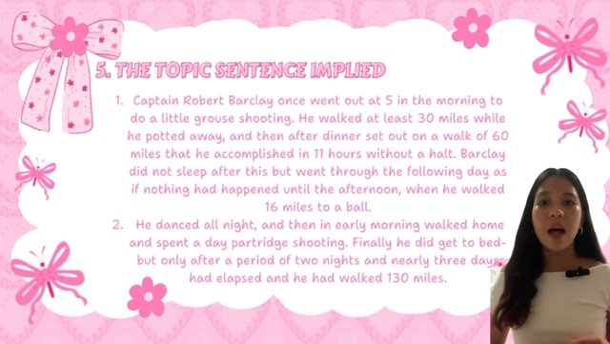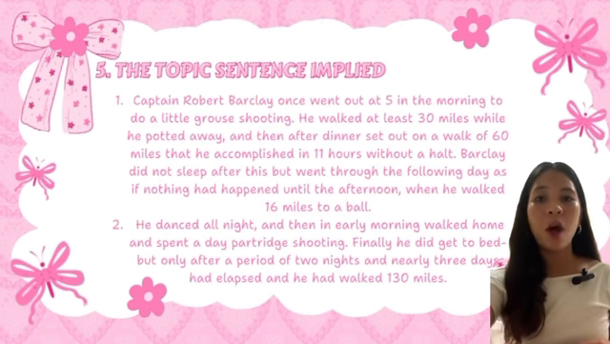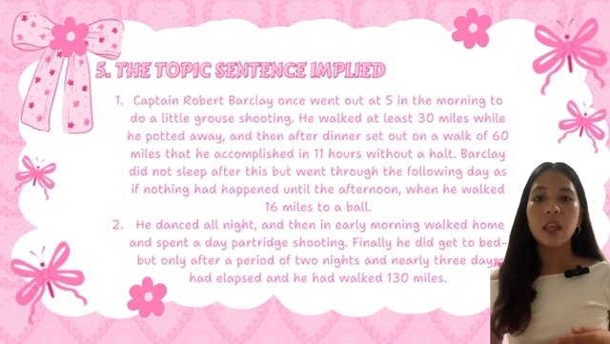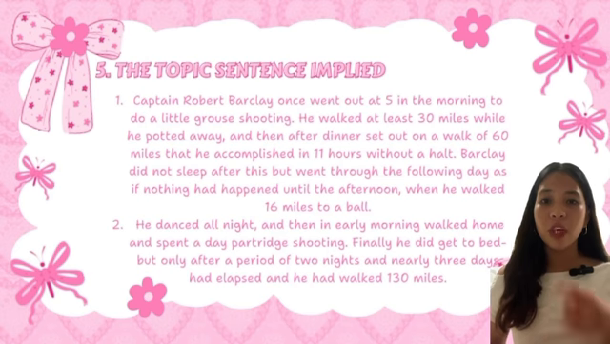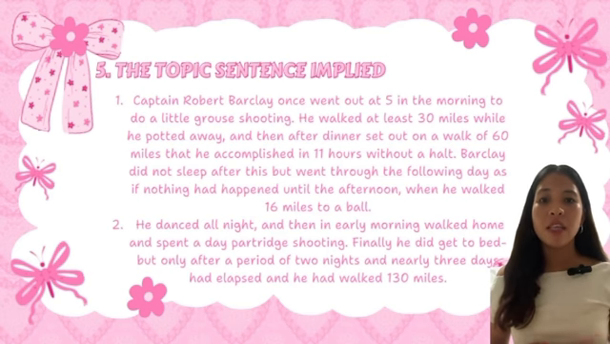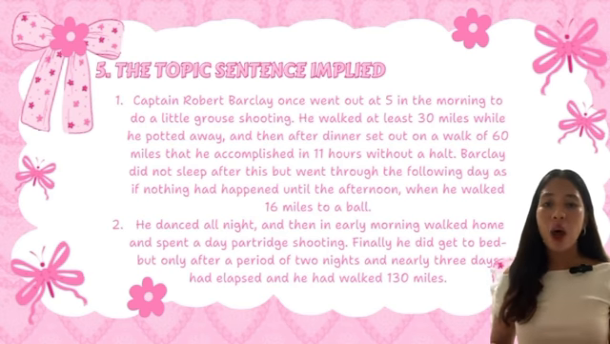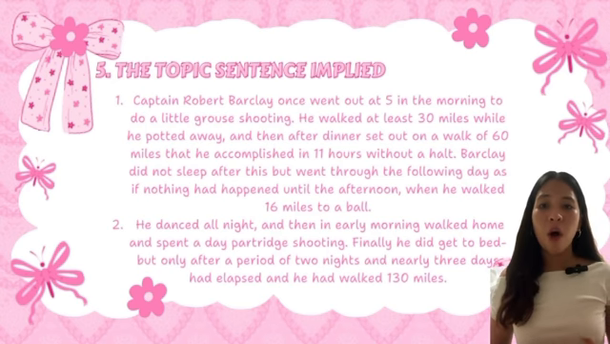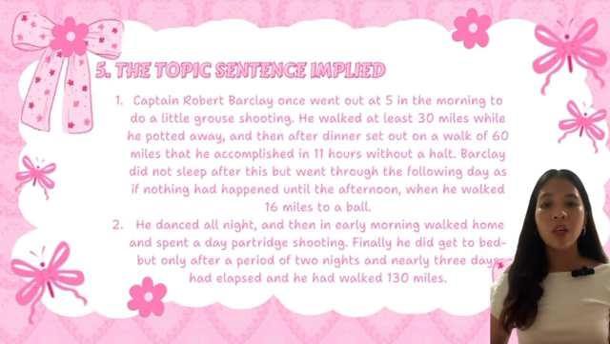He walked at least 30 miles while shooting, and then after dinner set out on a walk of 60 miles that he accomplished in 11 hours without a halt. Barclay did not sleep after this but went through the following day as if nothing had happened until the afternoon. Then he walked 16 miles to a ball, danced all night, and in the early morning walked home and spent a day partridge shooting. Finally, he did get out of bed, only after a period of 2 nights and nearly 3 days had elapsed and he had walked 130 miles.